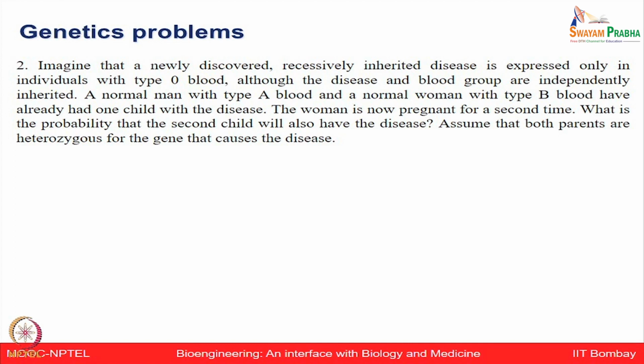The woman is now pregnant for a second time. What is the probability that the second child will also have the disease? Assume that both the parents are heterozygous for the gene which causes this disease.